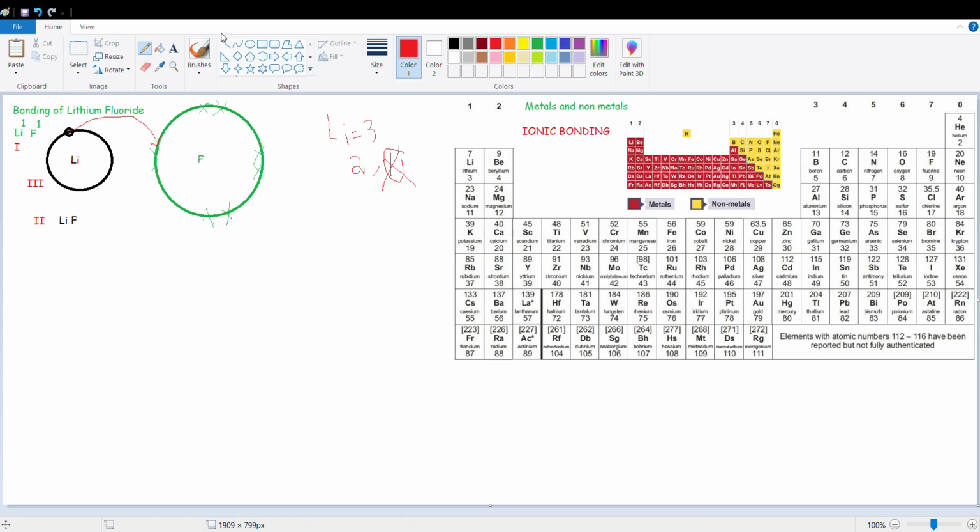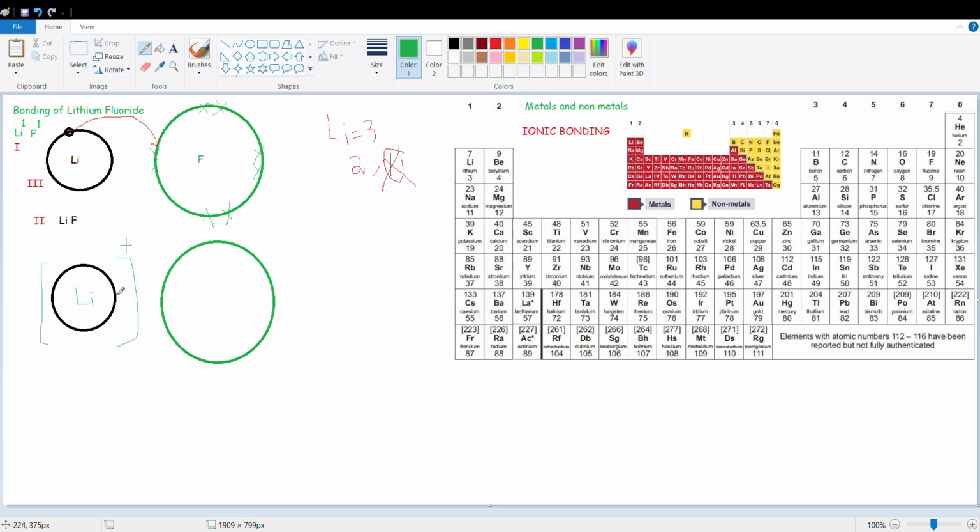So now we understand that, if I draw again lithium and then fluorine. Now we know that lithium has lost an electron. How do we know it's lost an electron? What I will do is show that by representing this plus sign. This is lithium here.